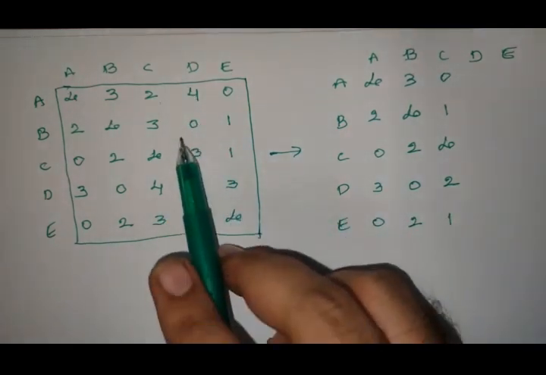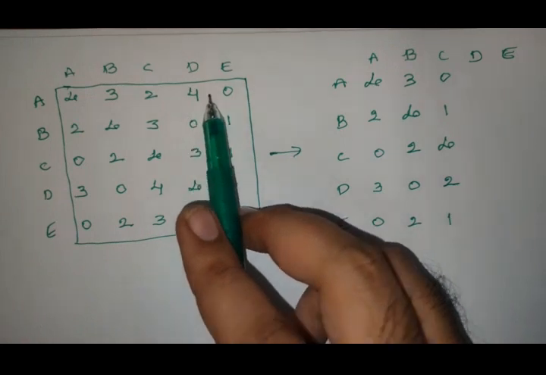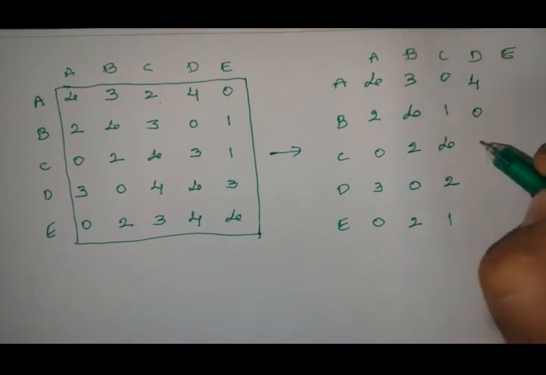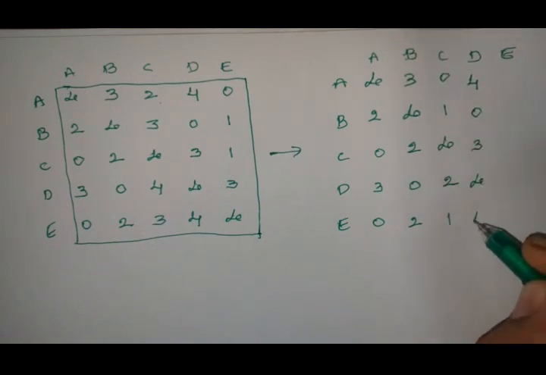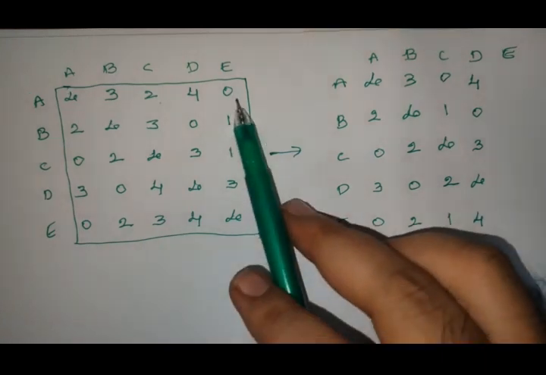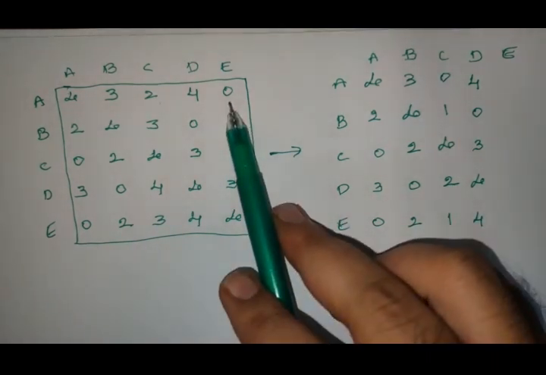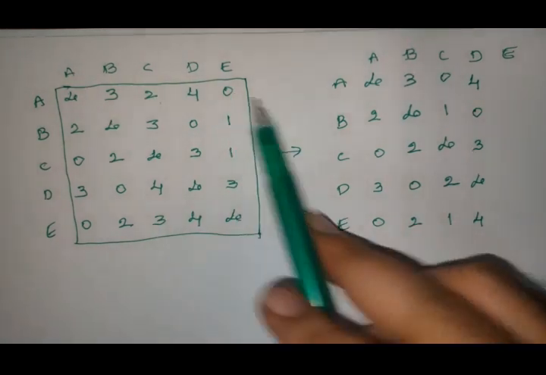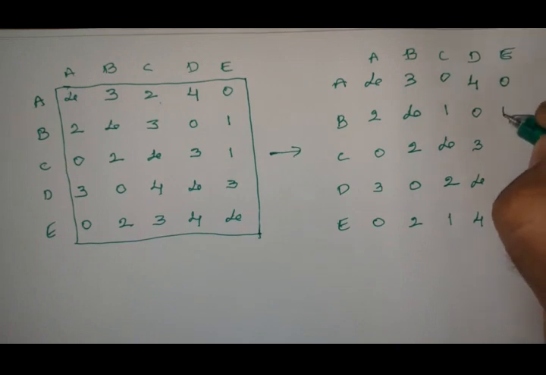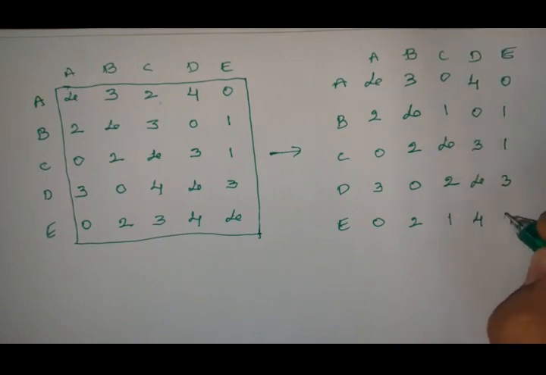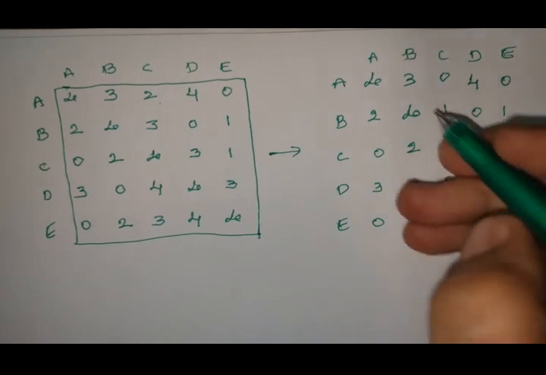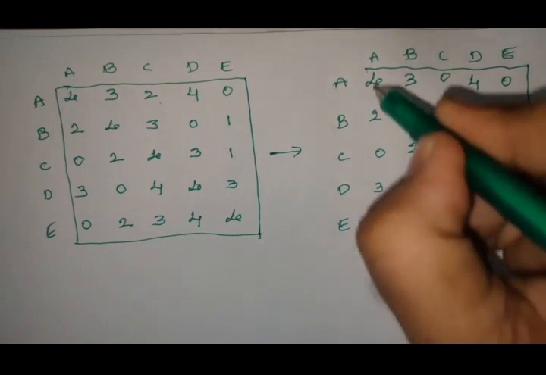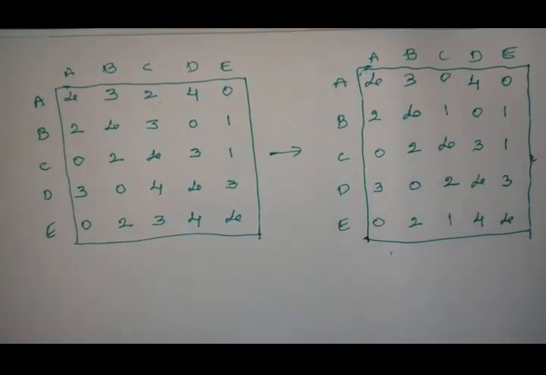In the fourth column the minimum value is 0. If you subtract 0 from all the 5 values, you will get the same column. So that is 4, 0, 3, infinity and 4. Next, fifth column. In the fifth column the minimum value is 0. Subtract that 0 from all the 5 values so that you will get the same thing. 0, 1, 1, 3 and infinity. So now this one is the matrix after doing the column reduction.